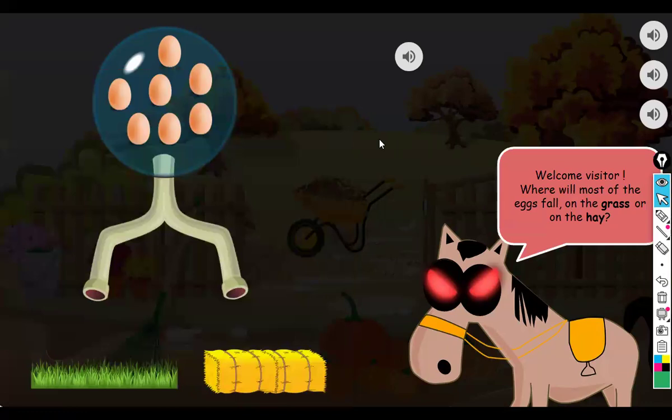The eggs are going to fall out of that crazy device. Some are going to land on the grass, and some are going to land on the hay. Choose one, the green grass or the hay, and whichever one has the most eggs wins. There are 7 eggs in the egg holder.